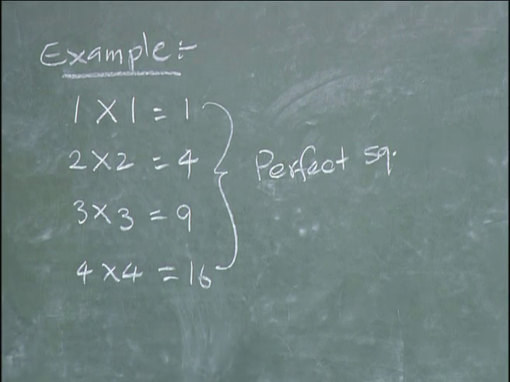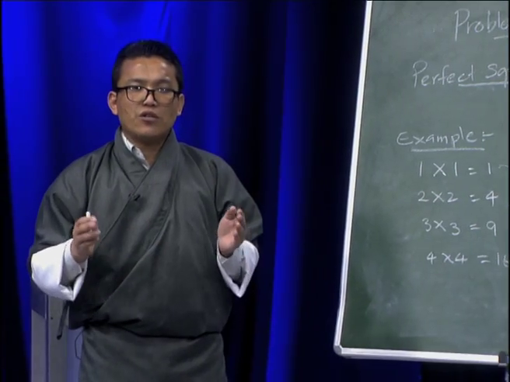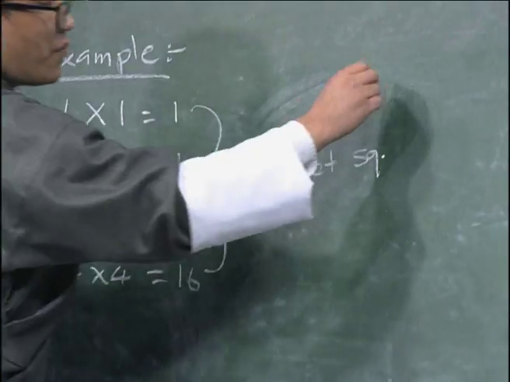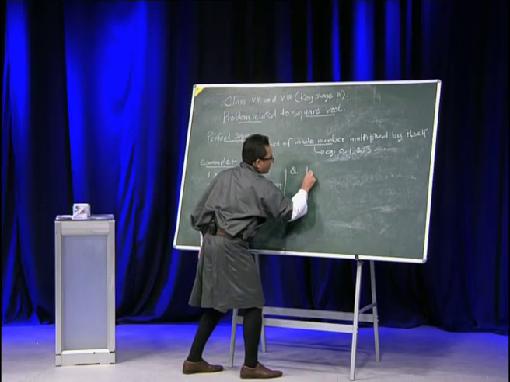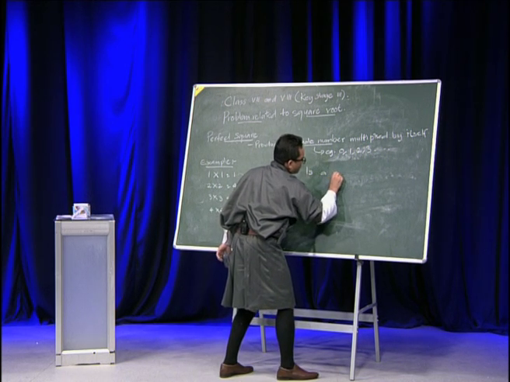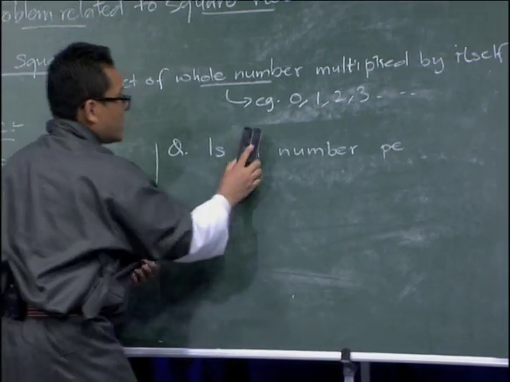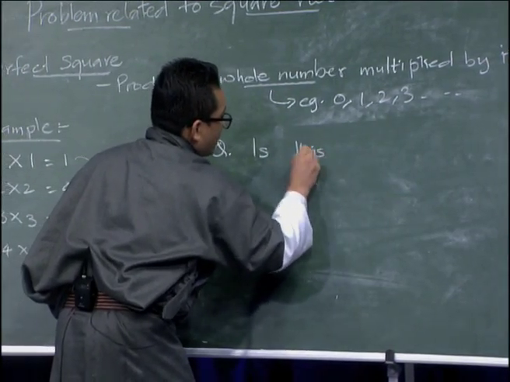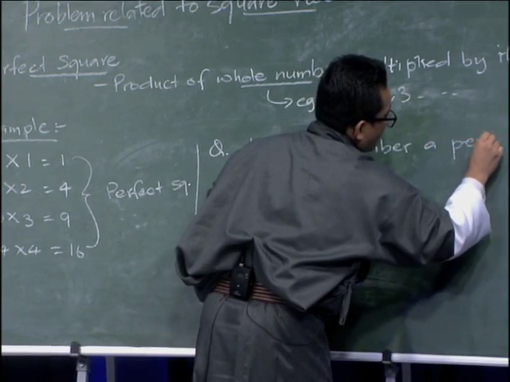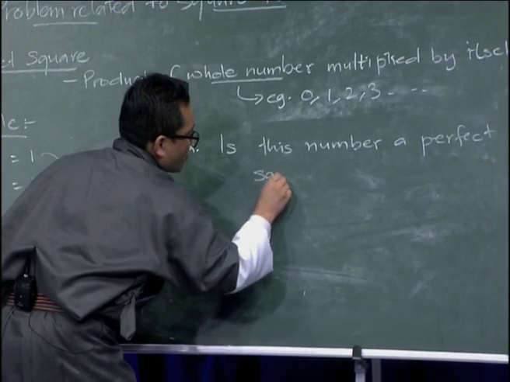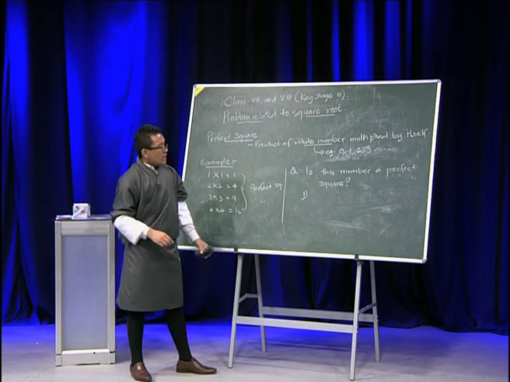Now, the problem is, if you are given a number and you are asked to find out whether that number is a perfect square or not. So here is a problem. Let me give you an example question. Is this number a perfect square? Let's say 144.